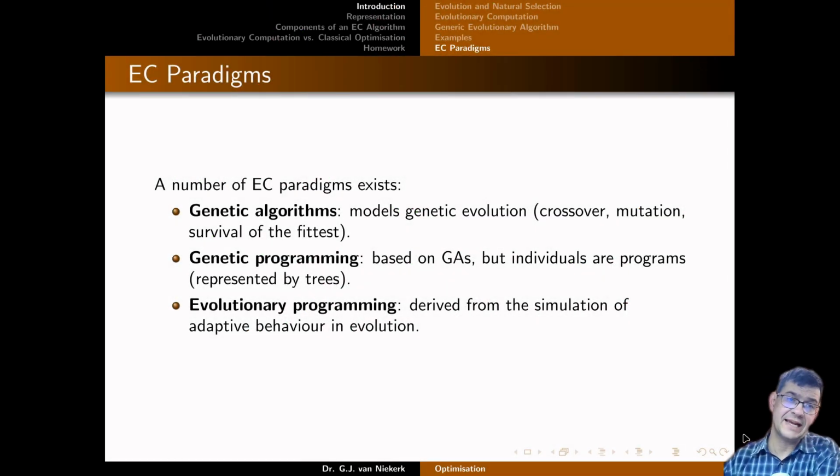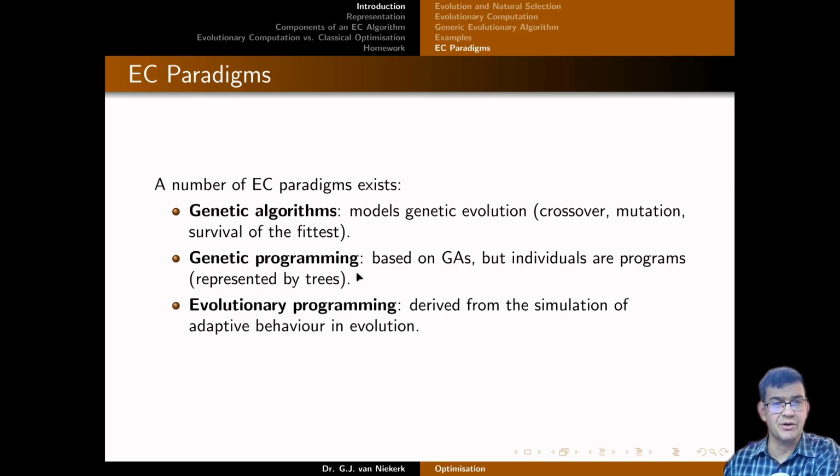Now, as we'll see later, there are quite a number of easy paradigms that exist. We have genetic algorithms, which model genetic evolution very, very closely. It has the concept of crossover and mutation. The representation is usually a binary bit string, but of course arrays of integers are also fine with these. It tries to mimic the evolutionary process as closely as possible.